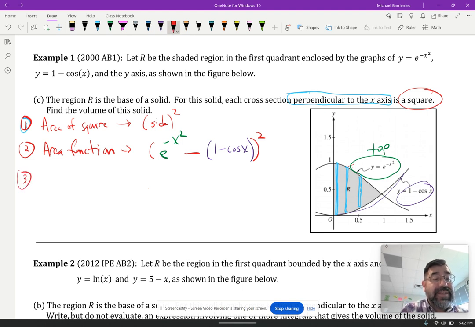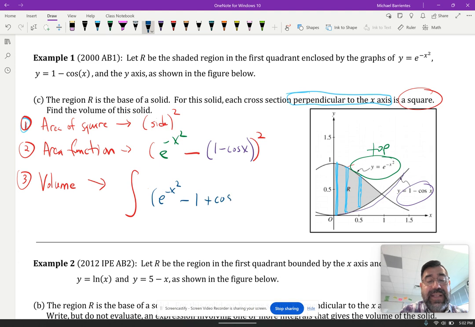Step three says to find the volume, we're going to need the integral of this thing. So I'm going to take this whole thing: e to the negative x squared minus 1 plus cosine x. Now I am getting rid of those inside parentheses. Squared dx.